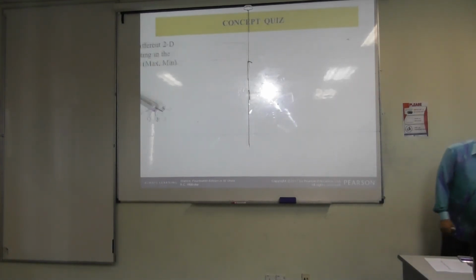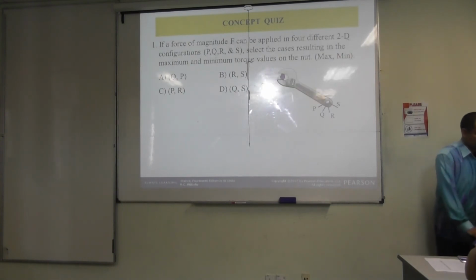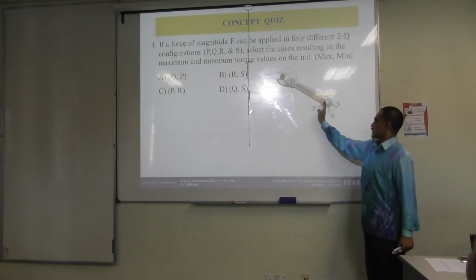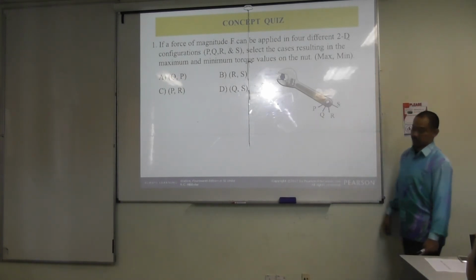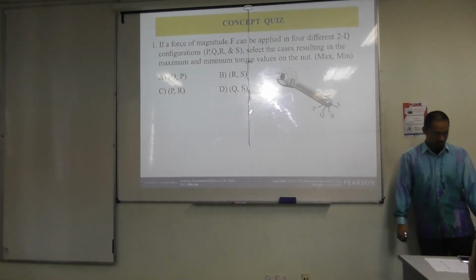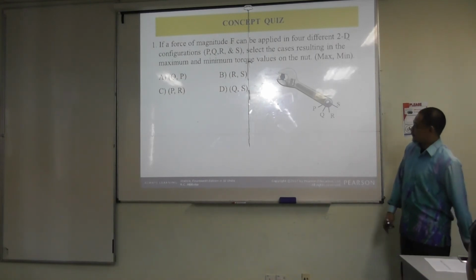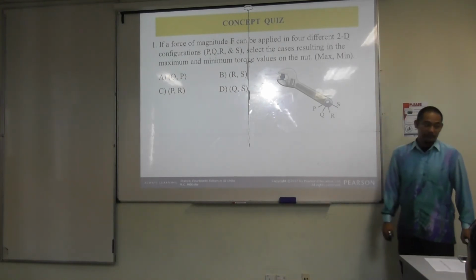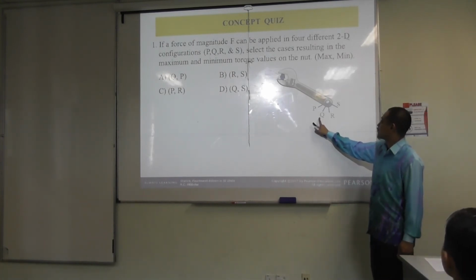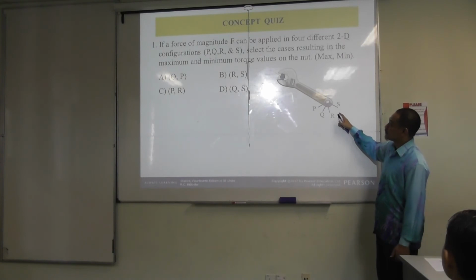Alright. Concept quiz. Okay, if a force of magnitude F can be applied in 4 different 2D configurations, meaning you can apply the same force at this direction, this direction, this direction, and this direction, P, Q, R, S. Select the case resulting in the maximum and the minimum torque value on the nut. So which one will give you the maximum, which one will give you the minimum? This one maximum? That's minimum. Everyone agree?